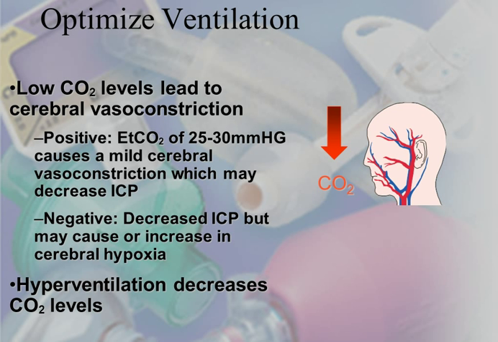So a low CO2 level can lead to cerebral vasoconstriction. In other words, that's hyperventilation. We hyperventilate them, we blow off their CO2, and that leads to cerebral vasoconstriction. An end-tidal CO2 of about 25 to 30 millimeters of mercury causes a mild cerebral vasoconstriction, which may decrease their ICP. So decreased ICP may not cause an increase in cerebral hypoxia. Hyperventilation decreases the carbon dioxide level. So if you have a very high CO2 level, you can hyperventilate the patient while monitoring them to make sure the end-tidal CO2 does not get below 35.